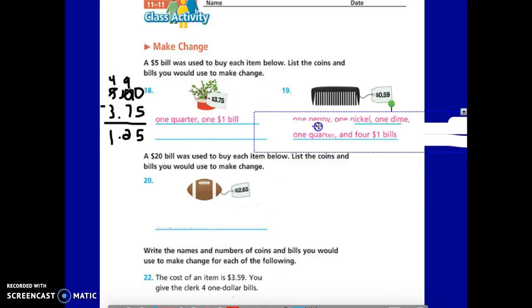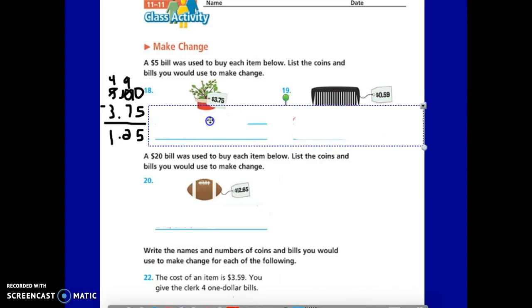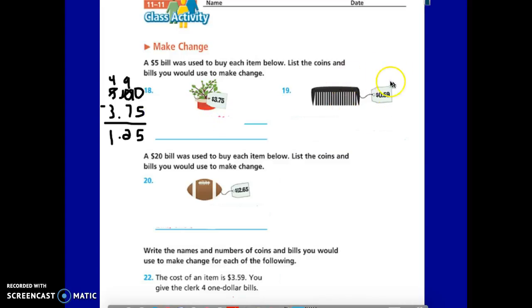Oh, we're seeing some other stuff over here. No, I don't see that one. That's okay. The $1 bill and 1 quarter. So we got that one right on. All right. Why don't you go ahead and try this one right here, 19 on your own.